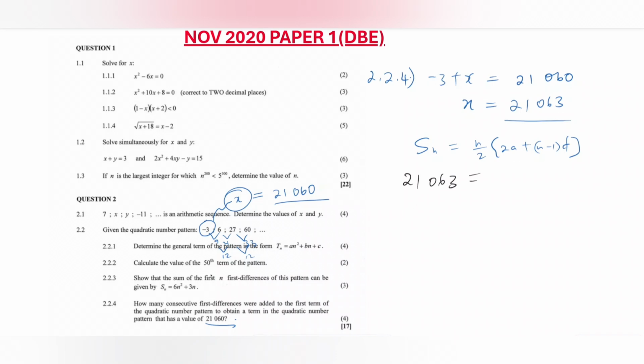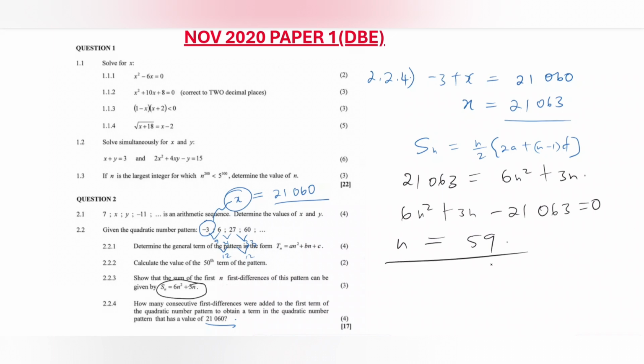Then this expression, we've already calculated it here. So this is going to be equal to 6n squared plus 3n. Let me take this one to the right. That's going to be 6n squared plus 3n minus 21,063 is equal to 0. By solving this equation, I'm going to get n is equal to 59. The other one is giving me a negative value, so you only take the one that is positive. So this is the answer, the value of n. We need 59 terms to get the sum of 21,060. Those terms are the first differences of this quadratic sequence.